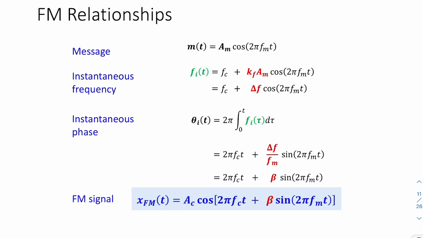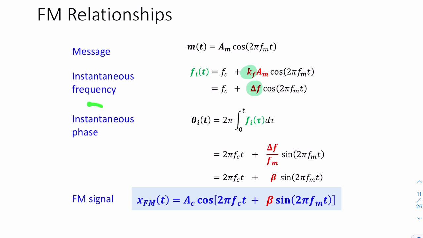So this is a slightly neater version of the relationships we presented earlier. So if you imagine that we have a single tone message, your instantaneous frequency for an FM signal will be your carrier frequency plus some constant multiplied by your message. So this product of kf times Am, that's what we call our frequency deviation.